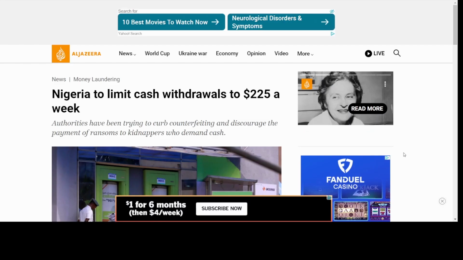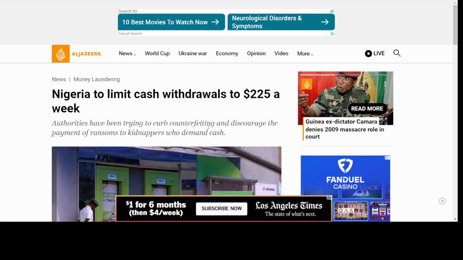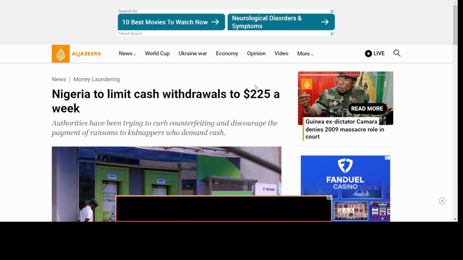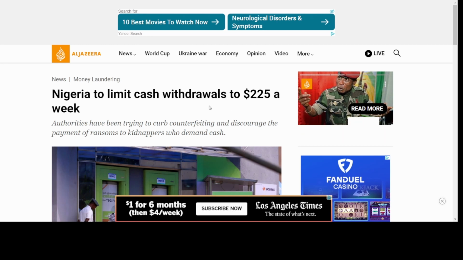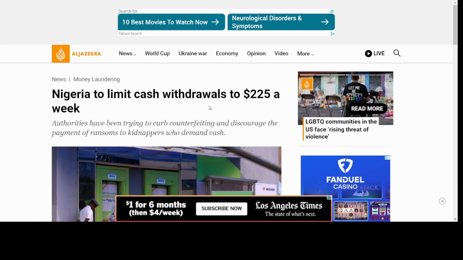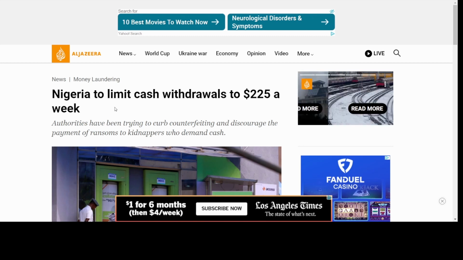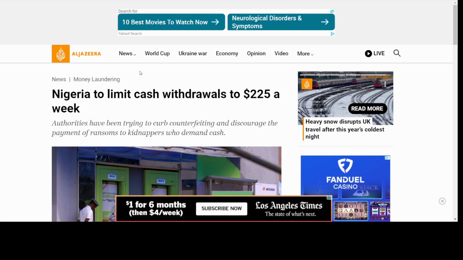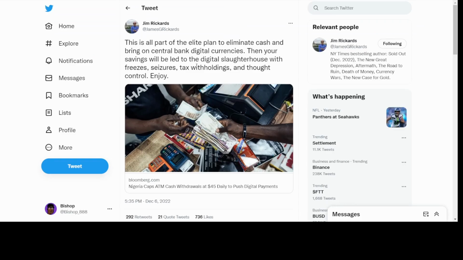So here's another catalyst. You have a country like Nigeria that wants to limit cash withdrawals to $225 a week. And the fact that they want to do that, I really see this as a liquidity issue. Because if there weren't any liquidity issues, why would they need to limit the amount of money that can be taken out? And this goes into a tweet from Jim Rickards.